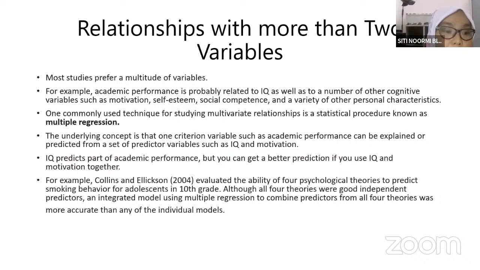So here I touch a little bit on multiple regression, in which, for example, the criterion variable such as academic performance can be explained or predicted from a set of predictor variables such as IQ and motivation. IQ predicts part of academic performance, but you can get a better prediction if you use IQ and motivation together. Because when we include more variables, we can strengthen our regression model.